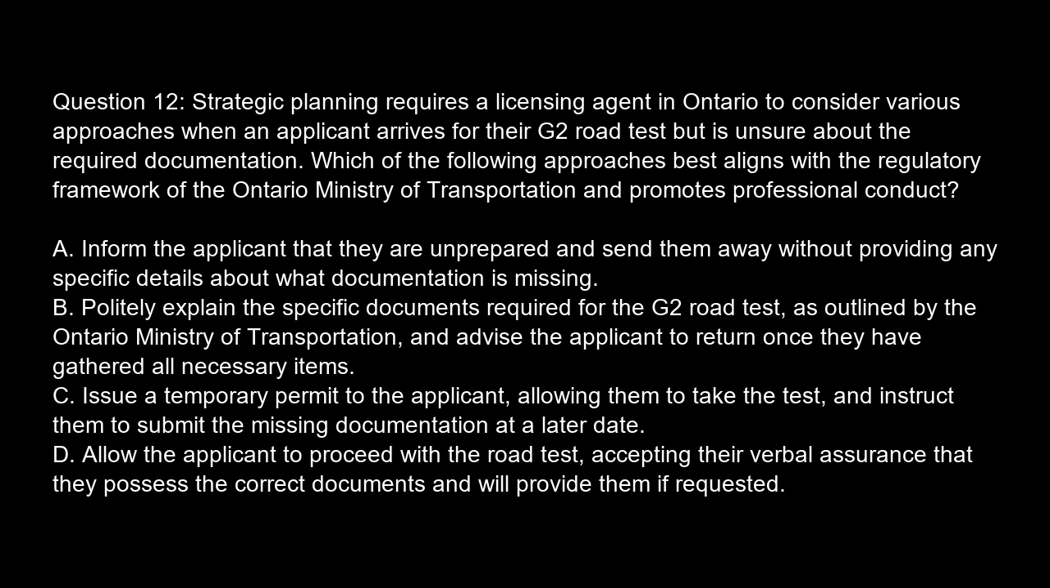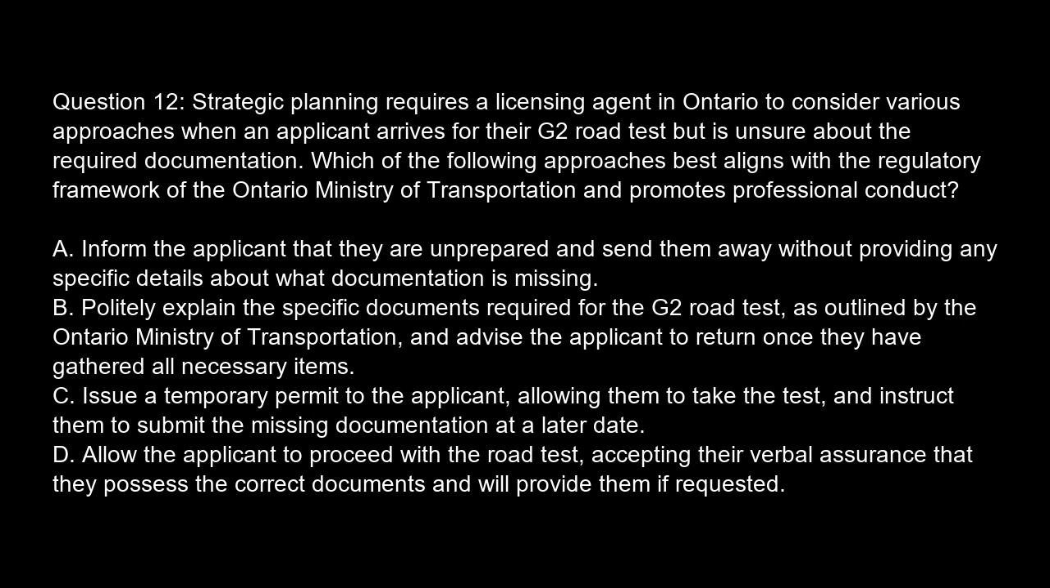Question 12. Strategic planning requires a licensing agent in Ontario to consider various approaches when an applicant arrives for their G2 road test but is unsure about the required documentation. Which of the following approaches best aligns with the regulatory framework of the Ontario Ministry of Transportation and promotes professional conduct? Option A. Inform the applicant that they are unprepared and send them away without providing any specific details about what documentation is missing.